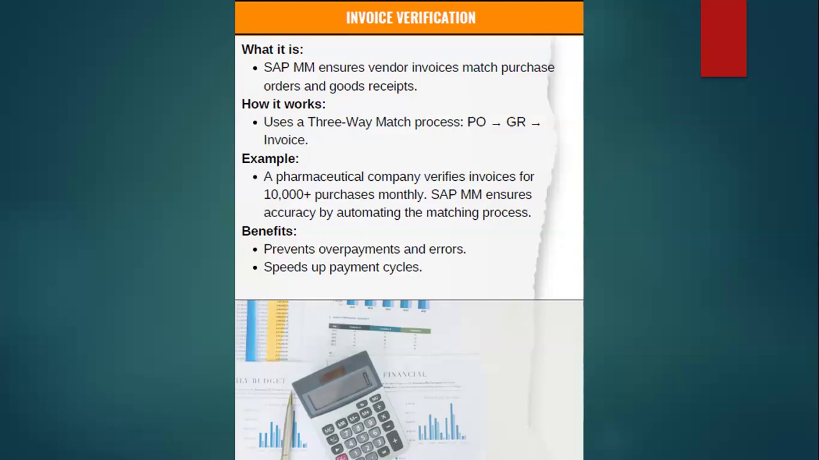So we will be using a three-way match process. It means first we will check the purchase order, how much it costs. Then we will check the goods receipt, whether we have the same goods in our inventory, and then we will check the invoice, how much it costs. So that after that we can make the payment.